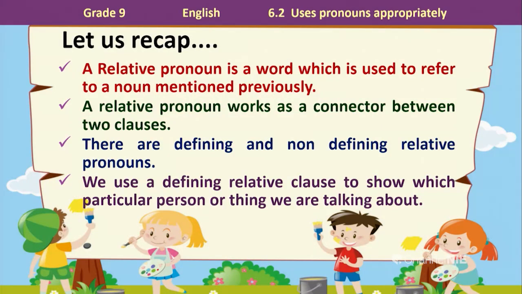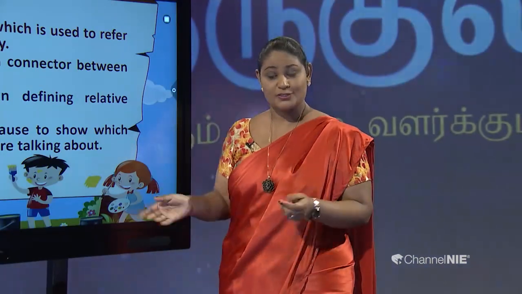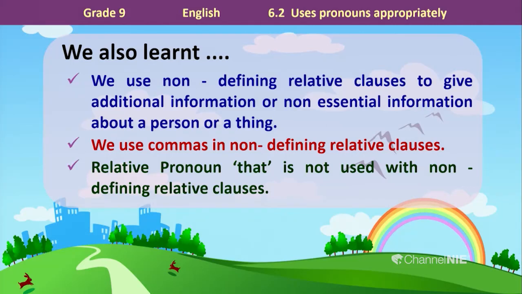Now this is what you learned today, children. A relative pronoun is a word which is used to refer to a noun mentioned previously. A relative pronoun works as a connector between two clauses. That's right. There are defining and non-defining relative clauses. Also, we use a defining relative clause to show which particular person or thing we are talking about. Then we also learned, Ms. Niranji, we use non-defining relative clauses to give additional information or non-essential information about a person or a thing. We use commas in non-defining relative clauses. The relative pronoun that is not used with non-defining relative clauses.